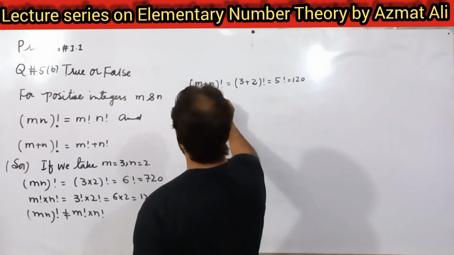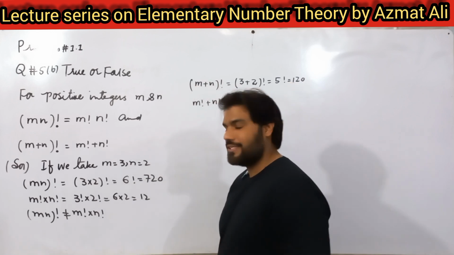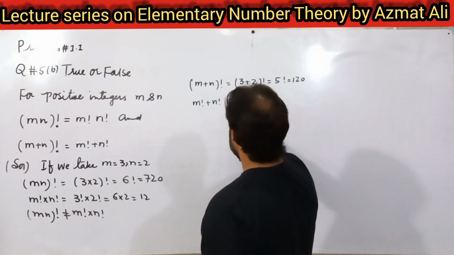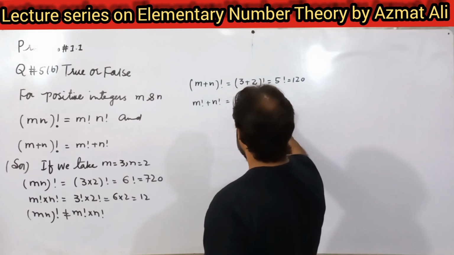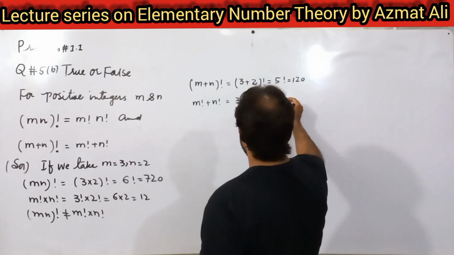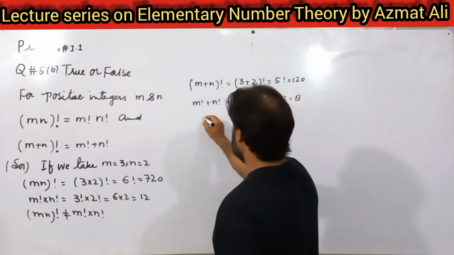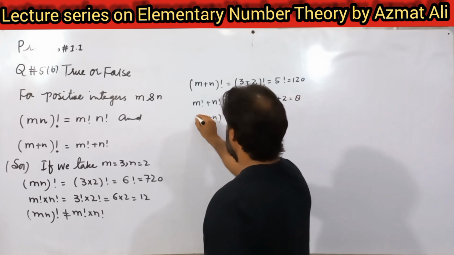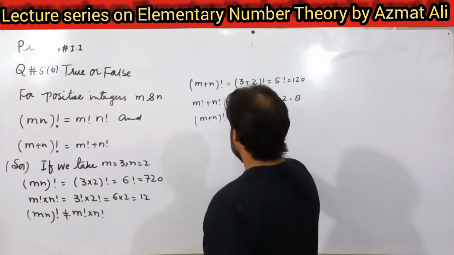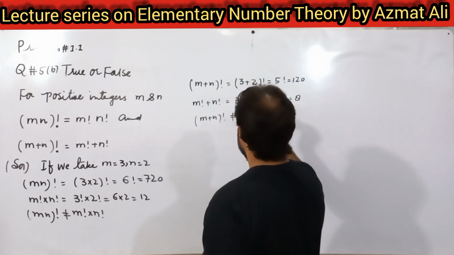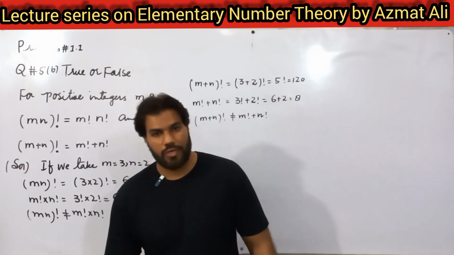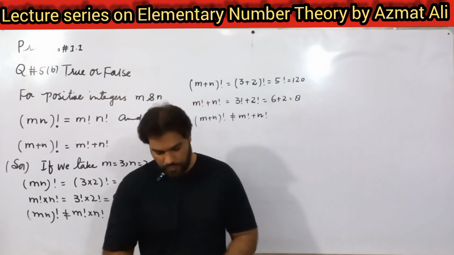Whereas if you put these two values on the right side, this becomes 3 factorial plus 2 factorial. 3 factorial is 6 and 2 factorial is 2, that is 8. Again, m plus n factorial is not equal to m factorial plus n factorial. So these two formulas are not correct.